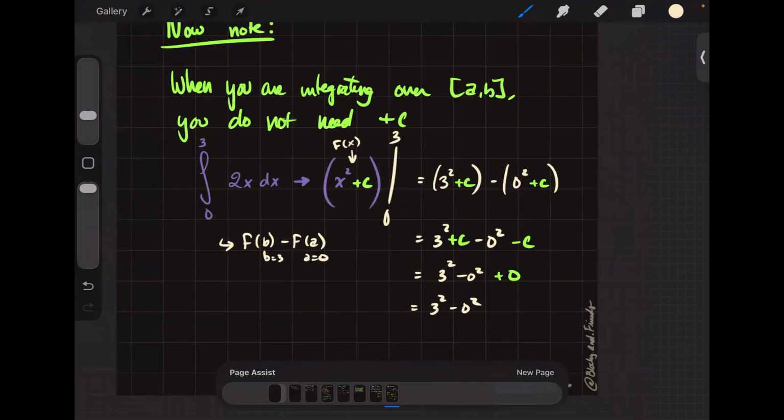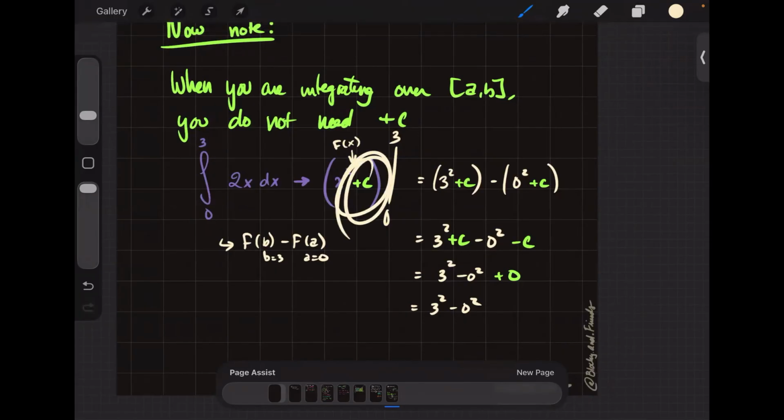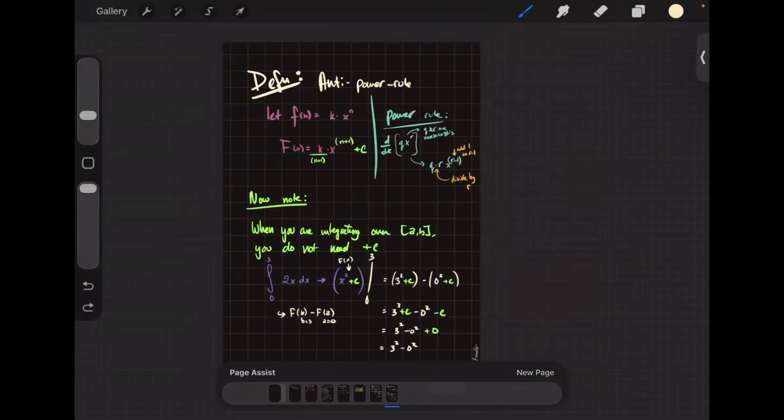The whole point of showing you this is that when you're integrating with given bounds, you do not need a plus c, okay? We'll talk more about plus c's when we talk about indefinite integrals. But that's basically it. Yeah, it's kind of great.